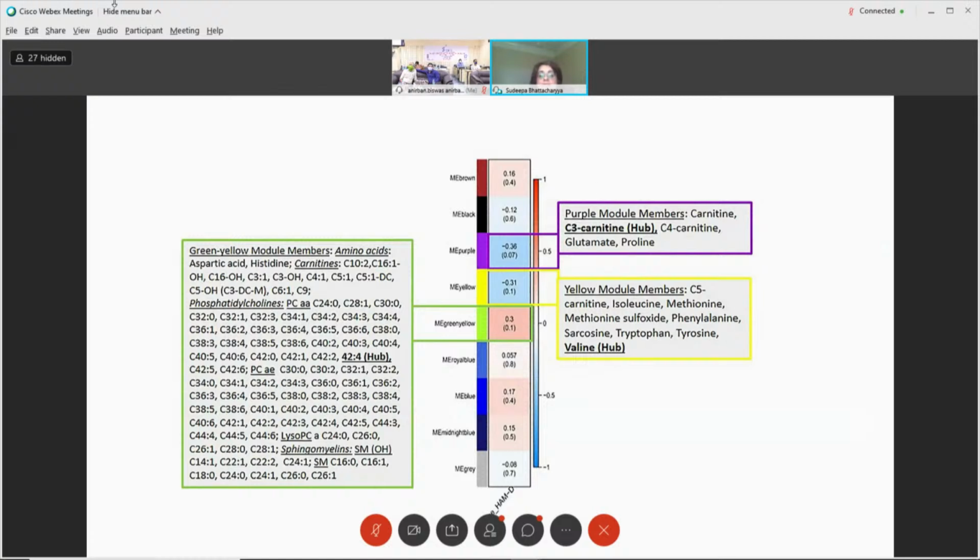So here you can see in this heat map that the purple module, or cluster, comprised carnitine, the short chain acylcarnitines, glutamate, and proline. These were strongly inversely associated with change in depression severity. And there were two other modules: the yellow module comprised of amino acids, and this green yellow module here that showed a correlation of 0.3 at a p-value of 0.1, comprised mainly of lipids.